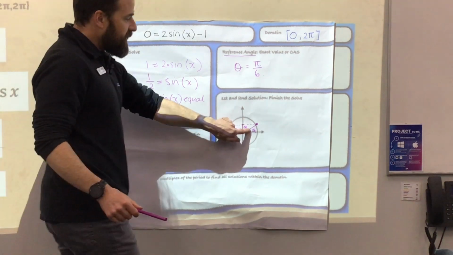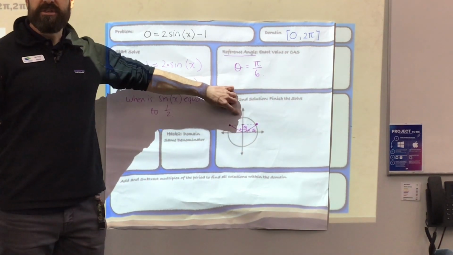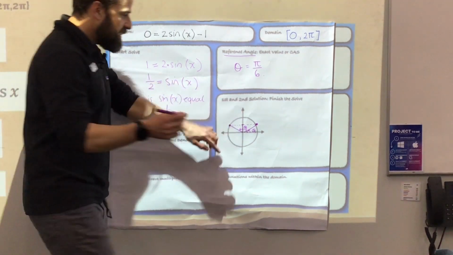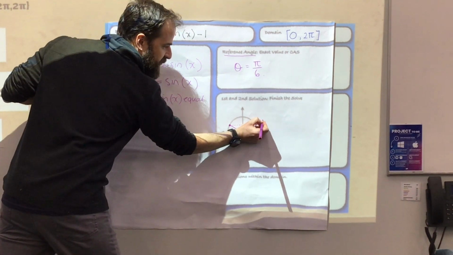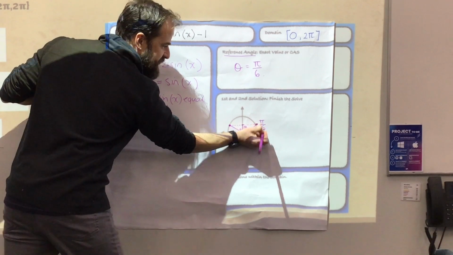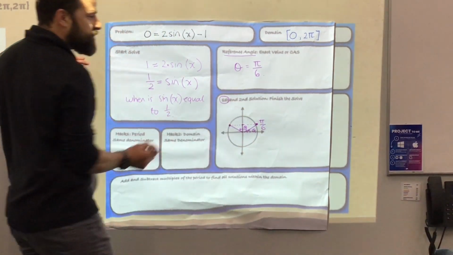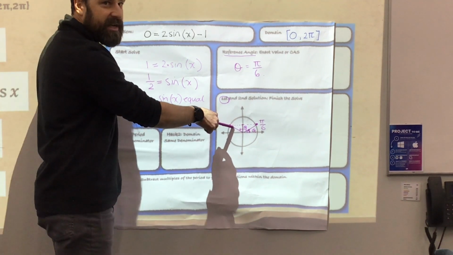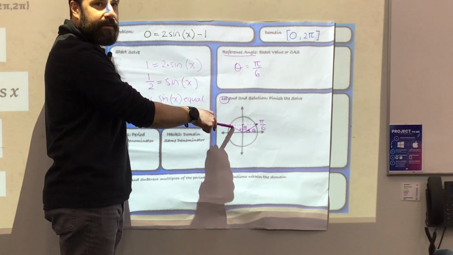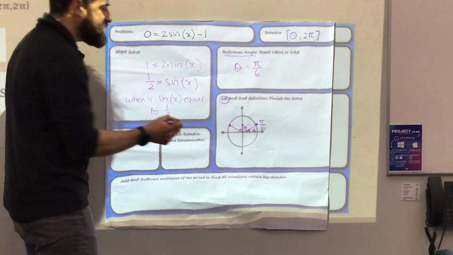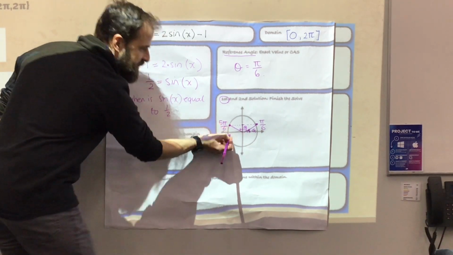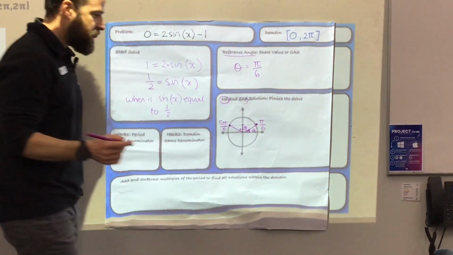So that pi on 6, what has that got to do with the unit circle that I've just put here? It's equal to 30 degrees. This is my first angle, which is pi on 6, so this is my first solution. Then what's my other angle over here that also gives sine equal to 1/2? It's 5 pi on 6. So this is my second solution.